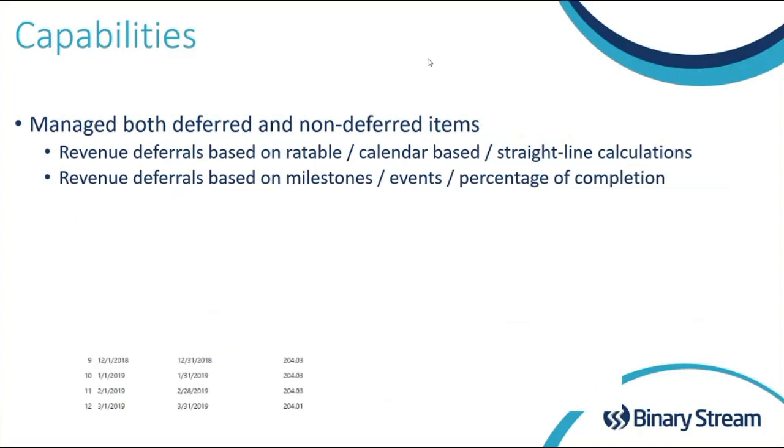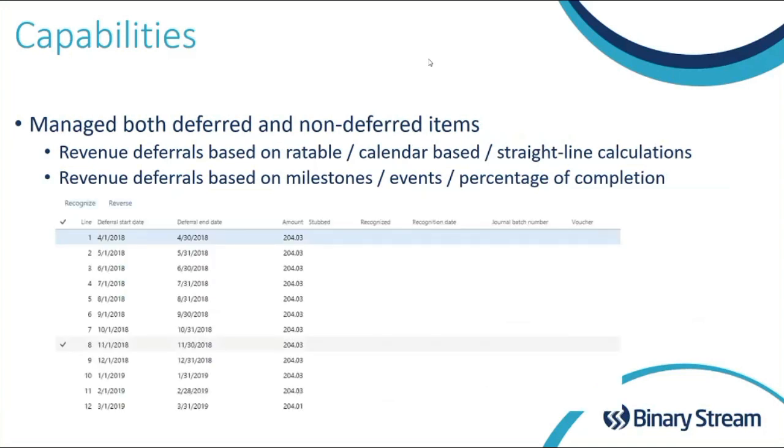We can do deferrals on 2 different methods. We have the straight line, the ratable, the calendar-based, where you simply take your amount, divide it by the number of periods. We can do equal per period, as you're seeing in this example. We also have an option of doing it per diem. So your months with 31 days, like May, would get a little more revenue than April, which only has 30 days, which would get more than February, which has 28, sometimes 29.